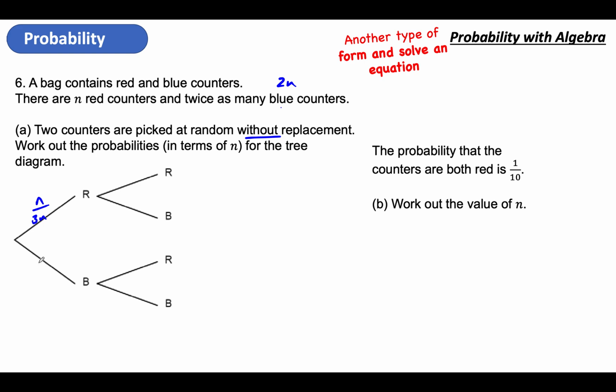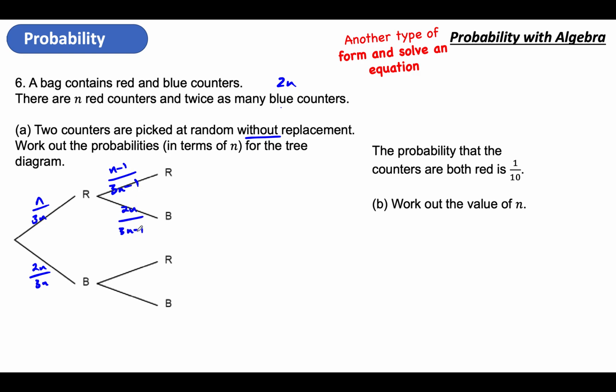And what about the probability of blue? Well, that's 2n out of 3n. Now, this is where it gets a bit exciting. The probability of the second red. Now, if I've already chosen a red, there's now one less red. So there's now n minus 1 reds. But there's also 3n minus 1 in total. Nifty, huh? But there's still 2n blues out of 3n minus 1.